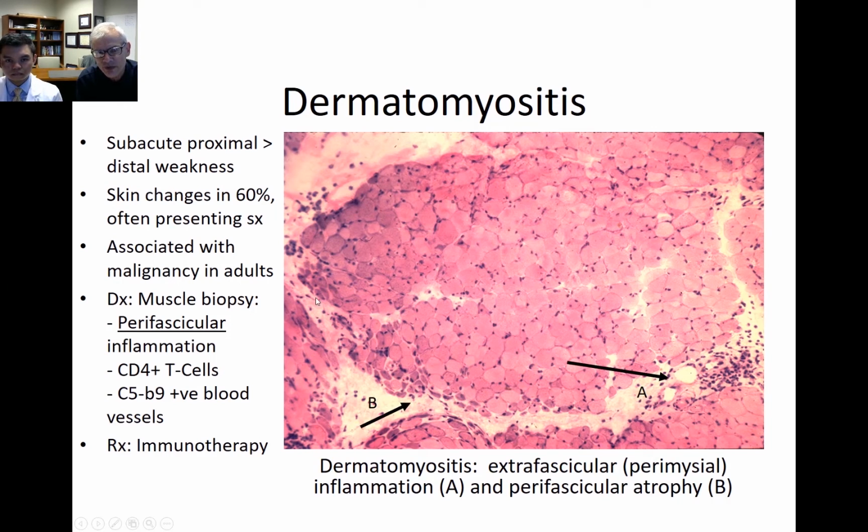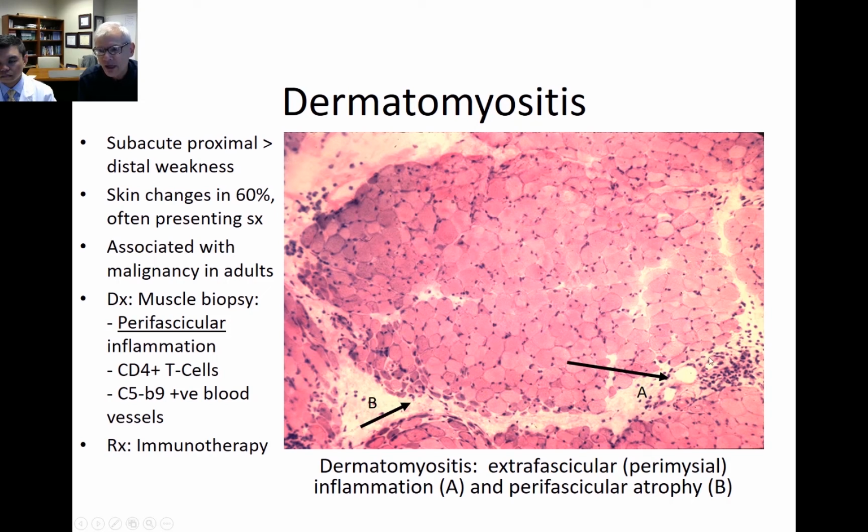But when you get to the periphery of this fascicle, all of a sudden you start seeing a whole bunch of atrophic fibers. This is called perifascicular atrophy. That's a very specific finding for this disease. In addition, note that perimysium has some inflammation.